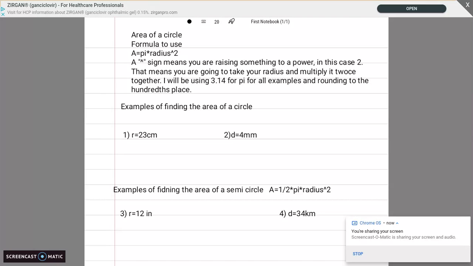Hey guys, welcome back. Today we're going to be talking about how to find the area of a circle.